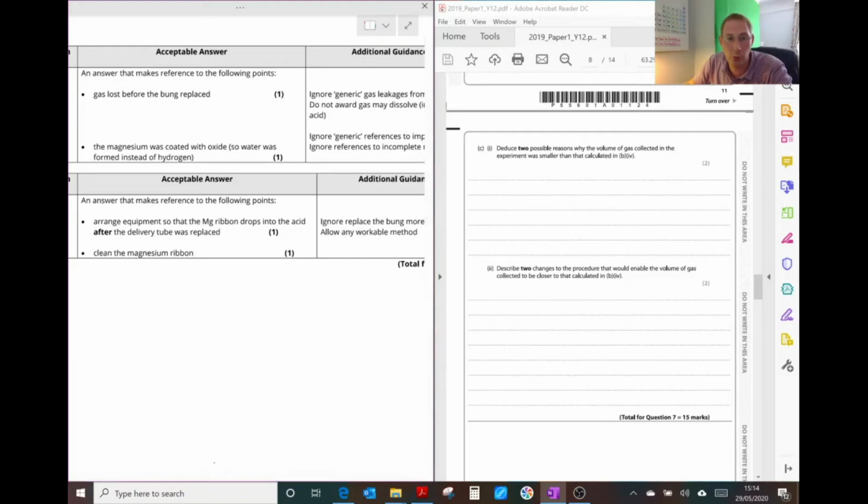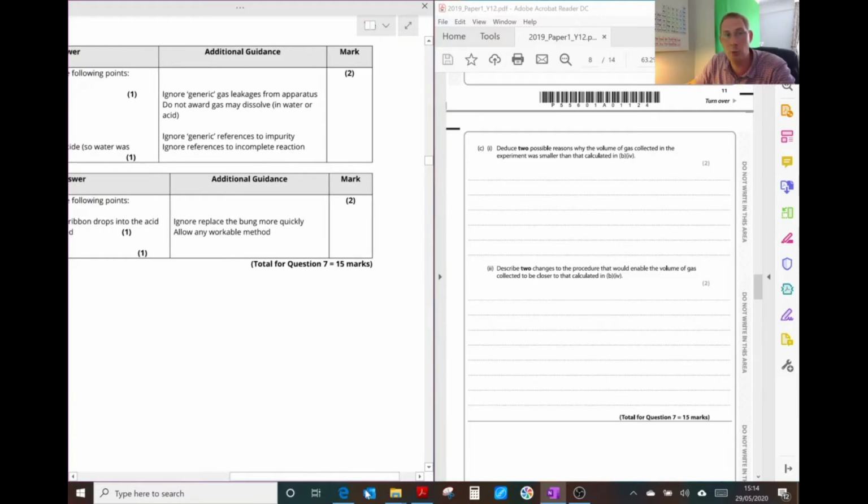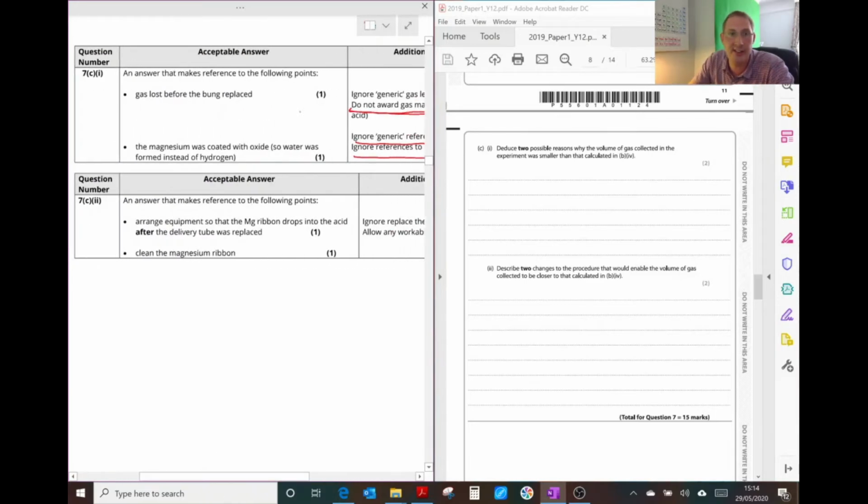So do not award generic gas leakages from the apparatus. Do not award gas may dissolve in water. Okay, hydrogen does not dissolve, okay? So while that's absolutely fine for carbon dioxide, hydrogen does not dissolve in water. Ignore generic references to the reaction being impure and ignore references to an incomplete reaction. So lots of you mentioning those, and they're not wrong, but they're not what they wanted. They wanted you to say that the gas was lost before the bung was replaced.